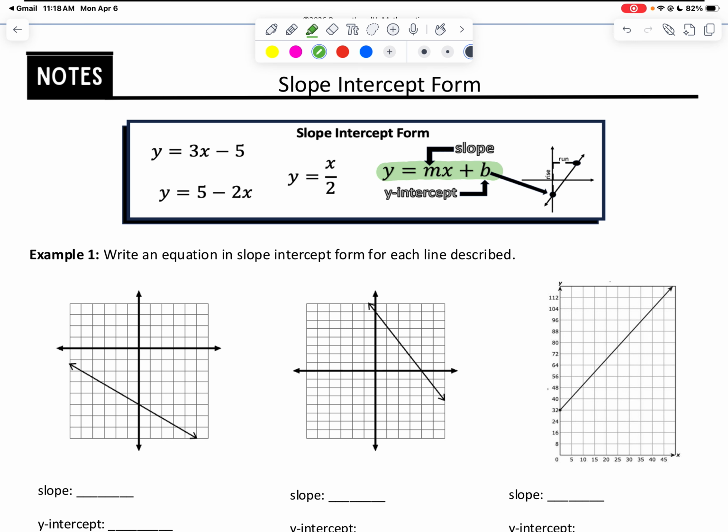So we have some examples of slope-intercept form here. Y equals 3x minus 5. Our m, or our slope, would be 3, and our b would be negative 5. So the y-intercept of this line would be at negative 5. Another equation, y equals 5 minus 2x, is also in slope-intercept form, where the slope would be negative 2 and the y-intercept would be 5. And then finally, we have y equals x divided by 2, which is the same thing as y equals 1/2 x plus 0. So our slope would be 1/2 and our y-intercept would be 0.